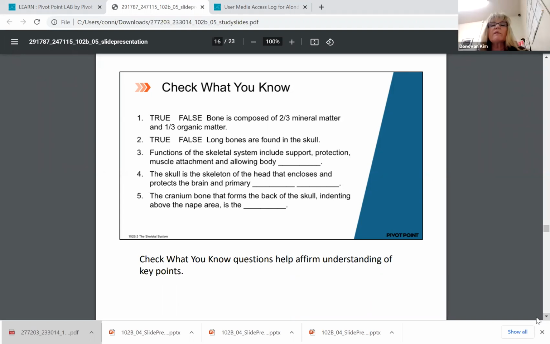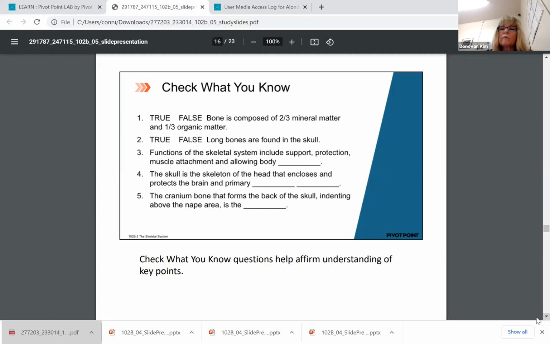Bone is composed of 2/3 mineral matter and 1/3 organic matter. True or false? False. Okay, it's true. All right, Nick. Long bones are... False. Okay.